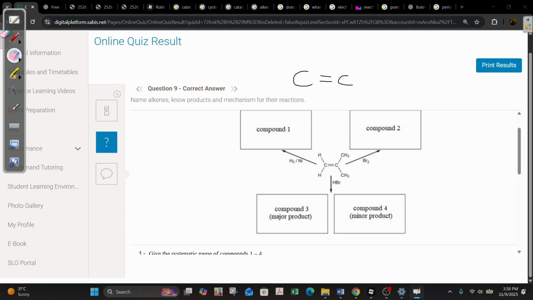Whoops, let me just make it a bit more clear. CH3 and CH3 here, and we have 1 hydrogen and 1 hydrogen. In hydrogenation, the double bond breaks, and this is an addition reaction basically, and the end product you will get, you'll get propane.